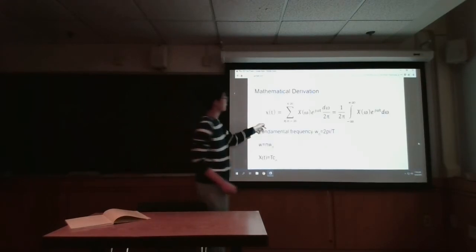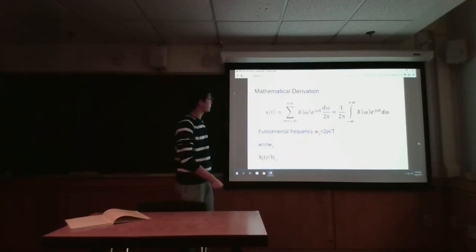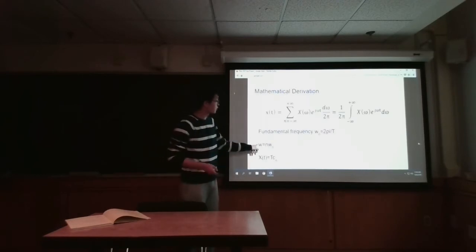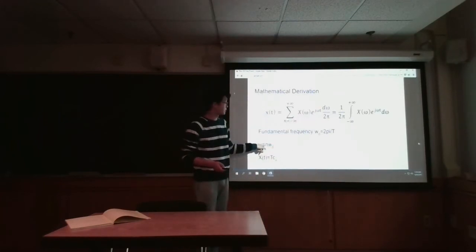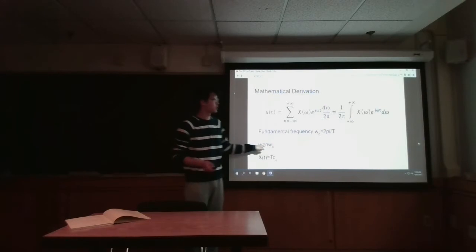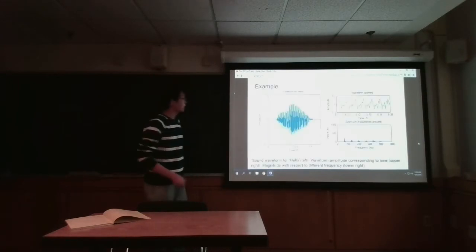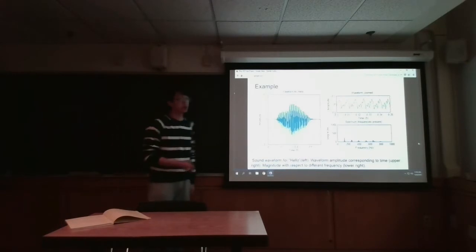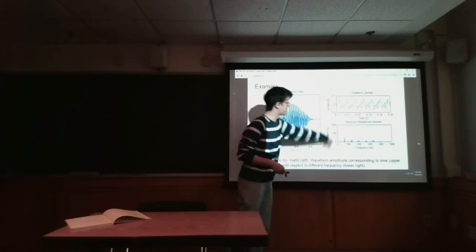So this is the final equation which we derived from the previous Fourier series. When we talk about omega in this term, it is equal to n times omega naught, where omega naught is the natural frequency. Now I will give you a simple example of how we use the Fourier transform to go from the time domain to the frequency domain.